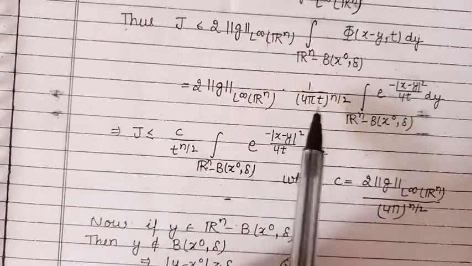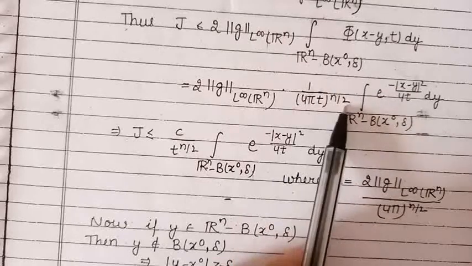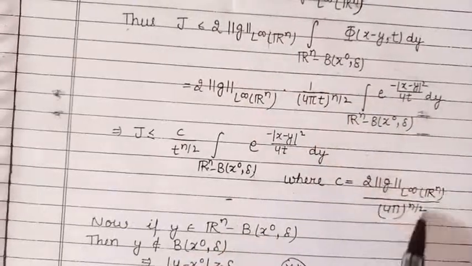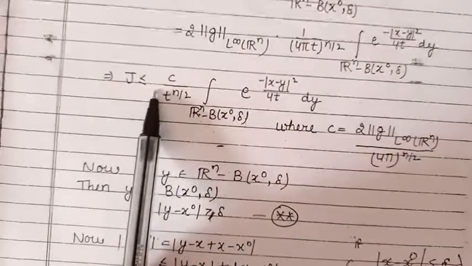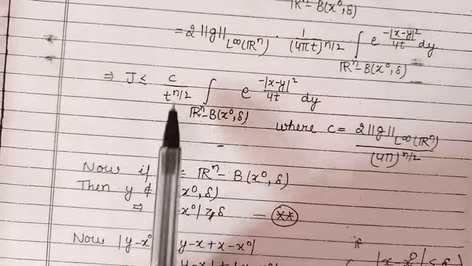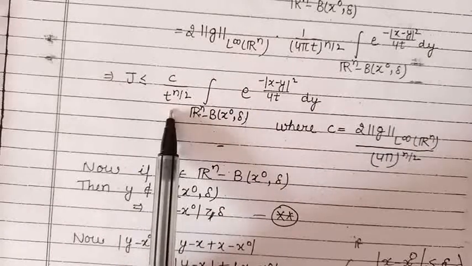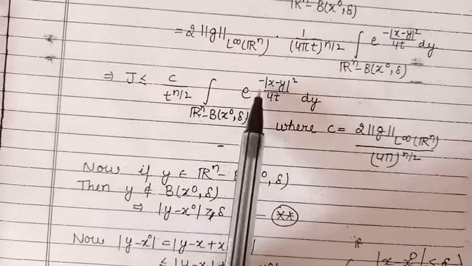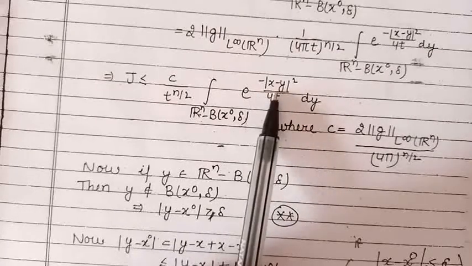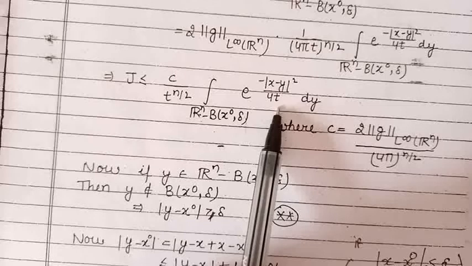remaining 1 upon t raised to the power n by 2. The remaining part we have denoted by c. So we can say that j is less than or equal to c upon t raised to the power n by 2 into the integral of e raised to the power minus mod x minus y mod square upon 4t.